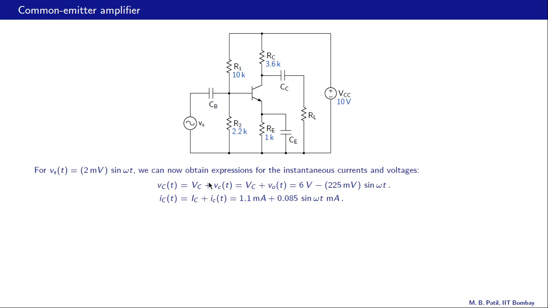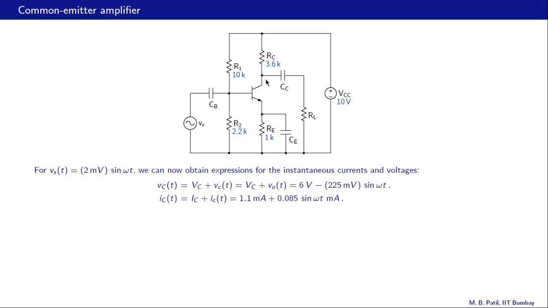We can now obtain expressions for the instantaneous currents and voltages. In particular, we are interested in the output voltage or the voltage at the collector, and that would be the DC value plus the AC vc of t. And VC, capital V sub capital C, the bias value we have already seen earlier for this example is 6 volts, and the signal value we have calculated to be minus 225 millivolts times sine omega t. So that is the total instantaneous voltage at the collector.